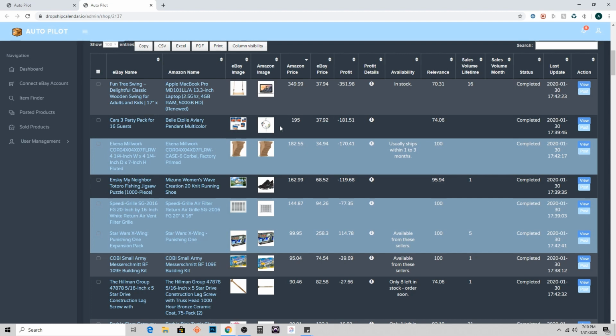Number 3, is it actually bringing in profit, right? Is it negative or is it positive? If it's positive, how much profit, right? Is it within my desired profit range? And then number 4, is it in stock or not?